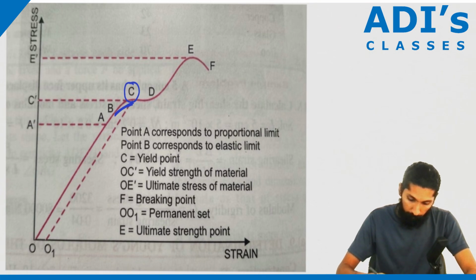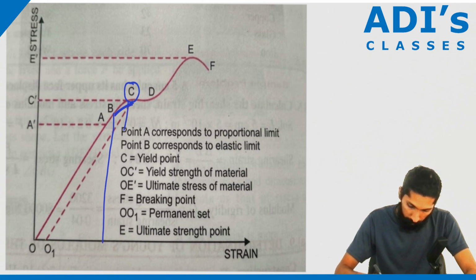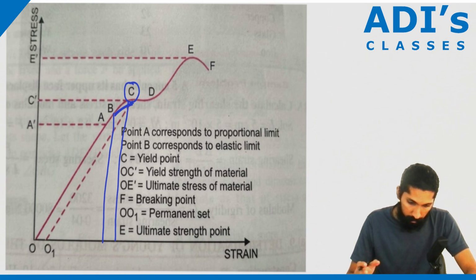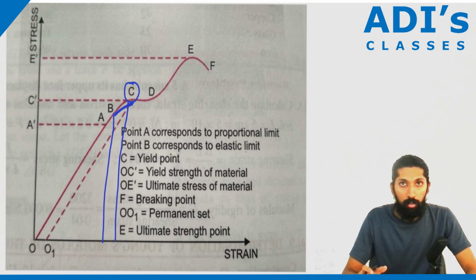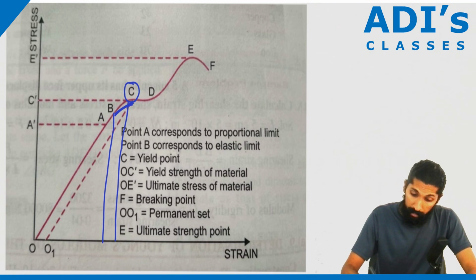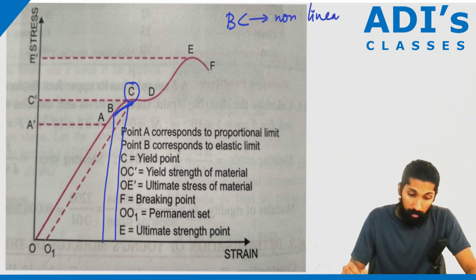In the sense, see, if you draw a line from B down here, and from C down here, and you look at the relation from stress to strain, strain is going to increase more compared to that of stress. And obviously the BC region you are looking at is non-linear. It's a non-linear region, correct?